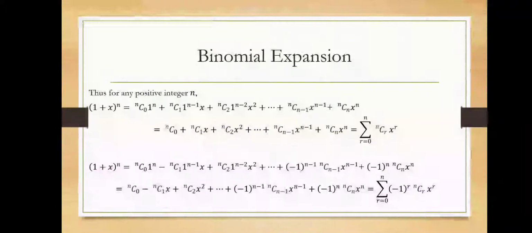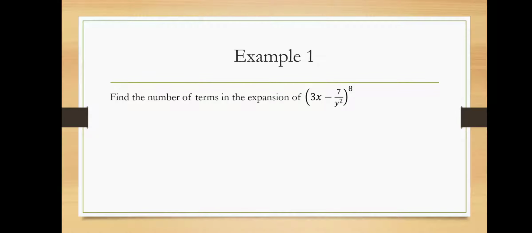Fine. Now let us move to the problems. Question number 1: find the number of terms in the expansion of (3x - 7/y²)^8. Obviously the degree is 8, so we know that this binomial will have 8 + 1 = 9 terms. As simple as that. There is nothing more to this problem.